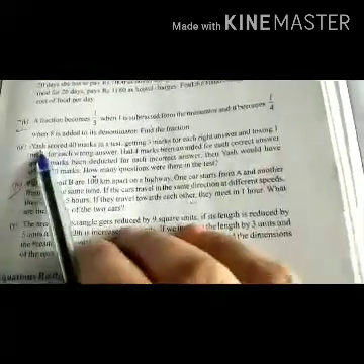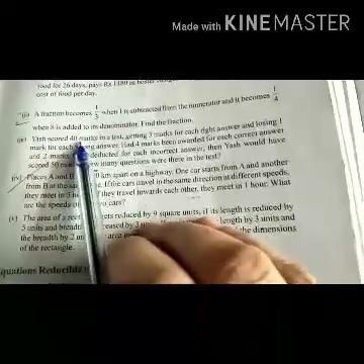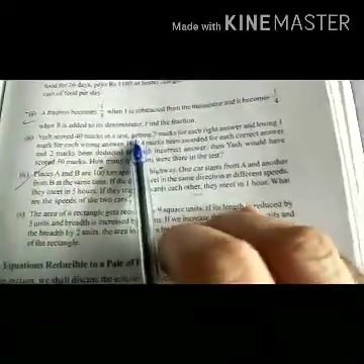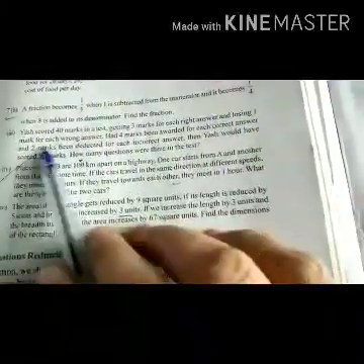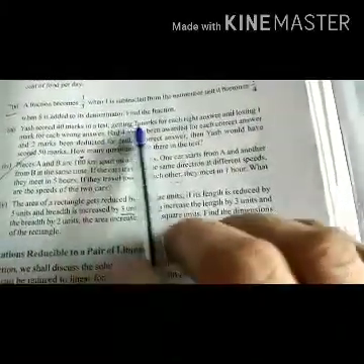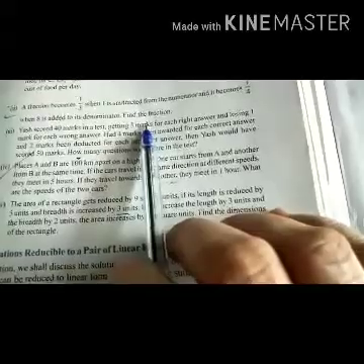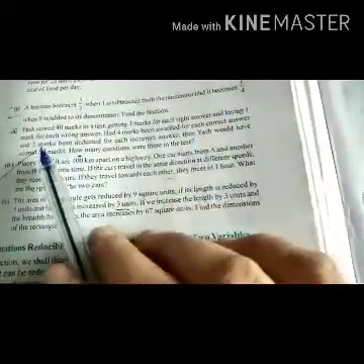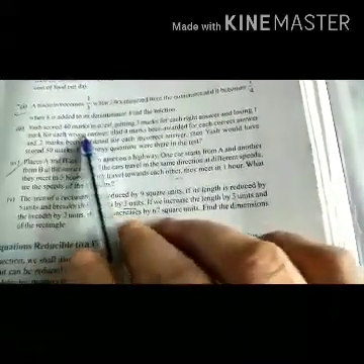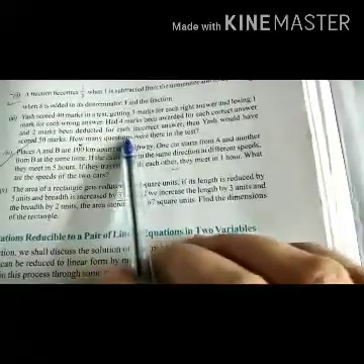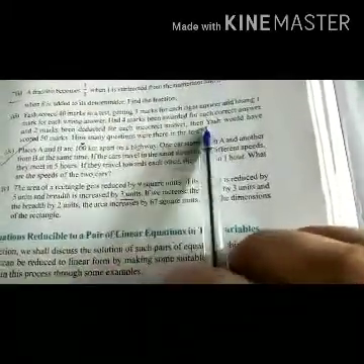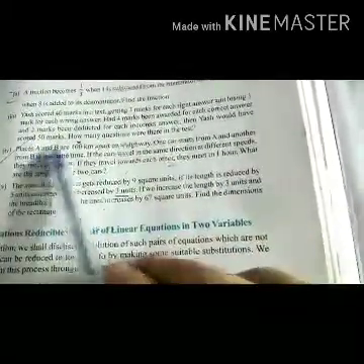Now the third part of question number 4. Yash scored 40 marks in a test, getting 3 marks for each right answer and losing 1 mark for each wrong answer. For a right answer he is getting 3 marks and losing 1 mark for a wrong answer. And had 4 marks been awarded for each correct answer and 2 marks been deducted for each incorrect answer, then Yash would have scored 50 marks.